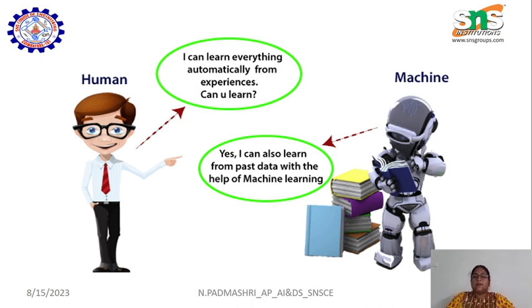Here the picture depicts a robot reading a book. So a machine can also be trained with past experience data. This picture depicts what machine learning is: the machine learns automatically from past experience without being explicitly programmed. This is what machine learning is.